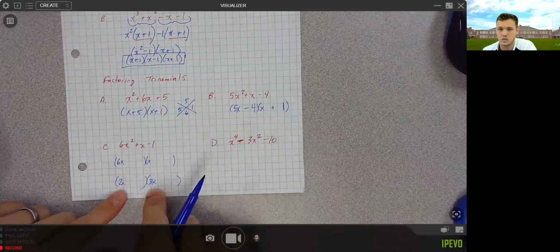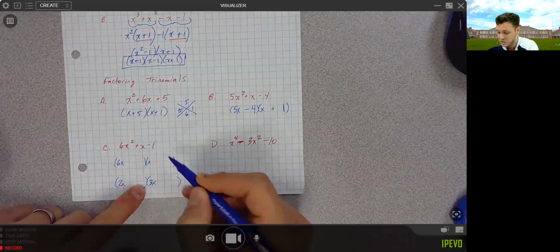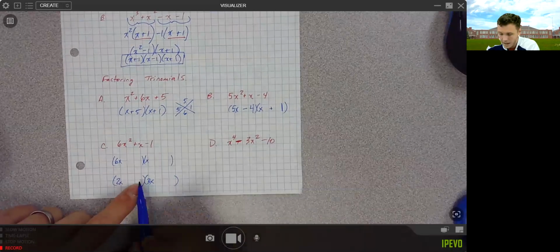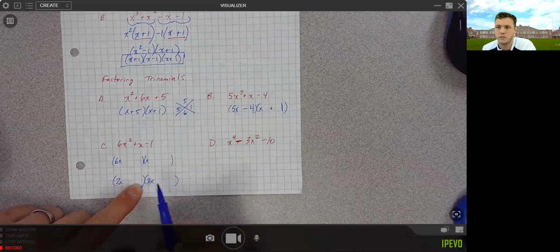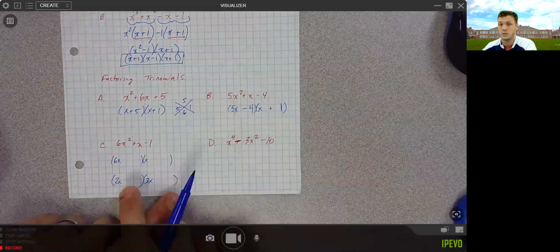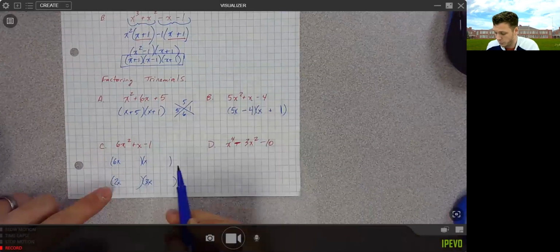Okay, so I start with 2x and 3x, and I say, all right, the last terms have to multiply to get negative 1. So one of them has to be positive 1, one of them has to be negative 1. That's the only option. But determining whether they go here or here, that's what we'll figure out.